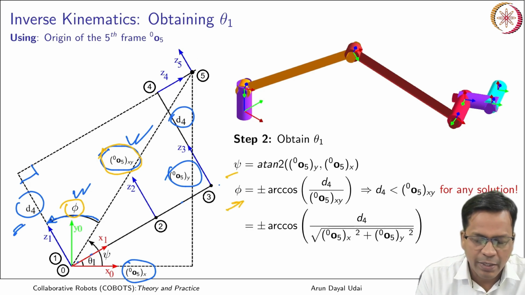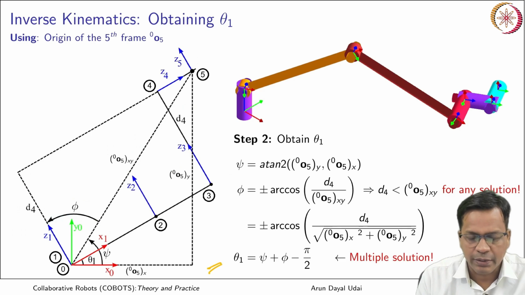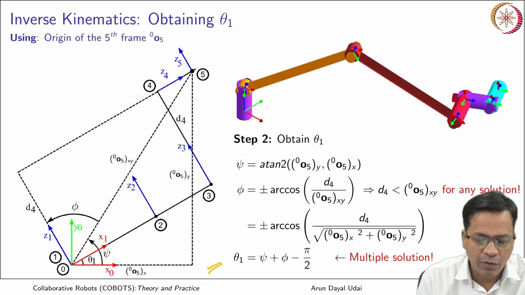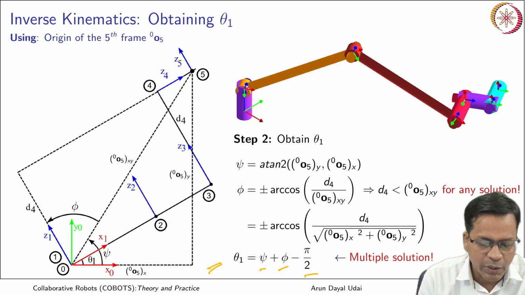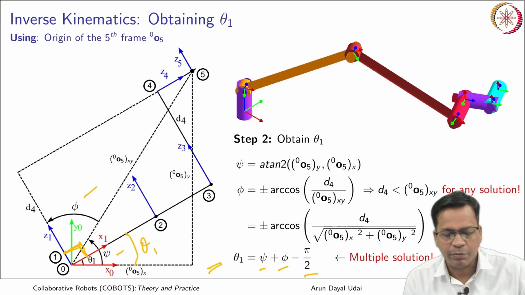Knowing psi and phi, I can quickly calculate the angle theta 1 like this. So, theta 1 is equal to psi plus phi minus pi by 2, because this is pi by 2. Psi plus phi minus pi by 2 will give you theta 1. So, this is your theta 1 that can be obtained.